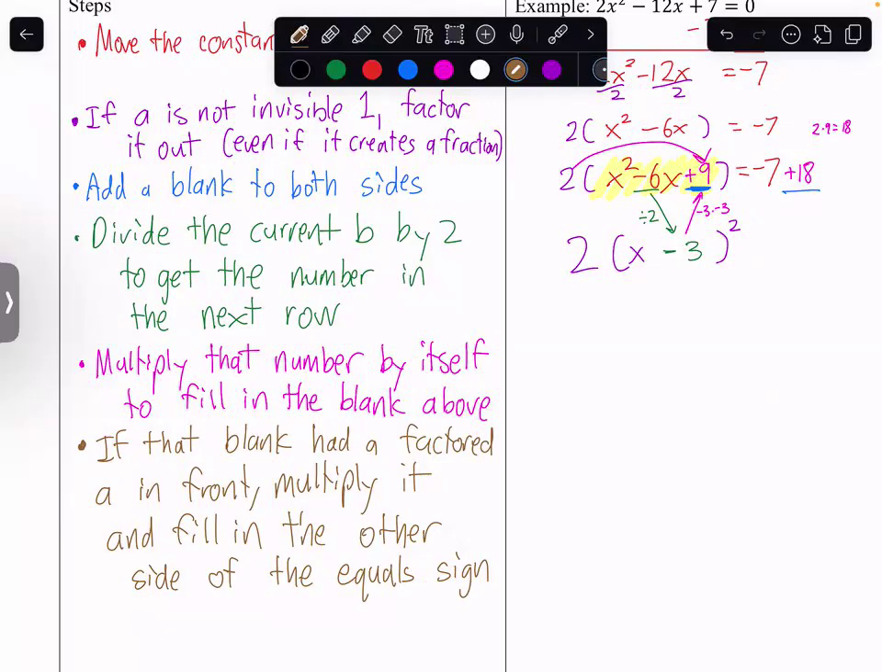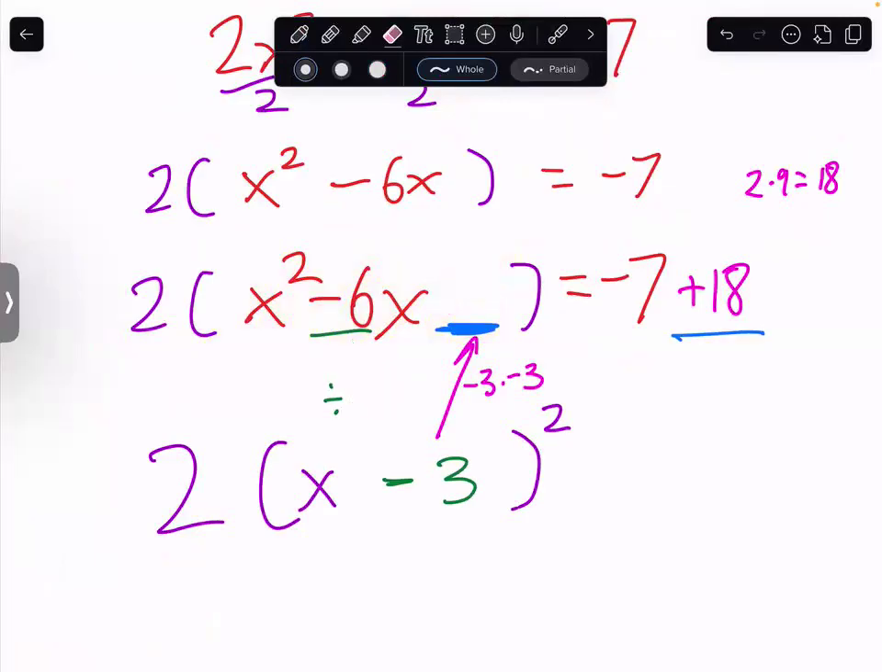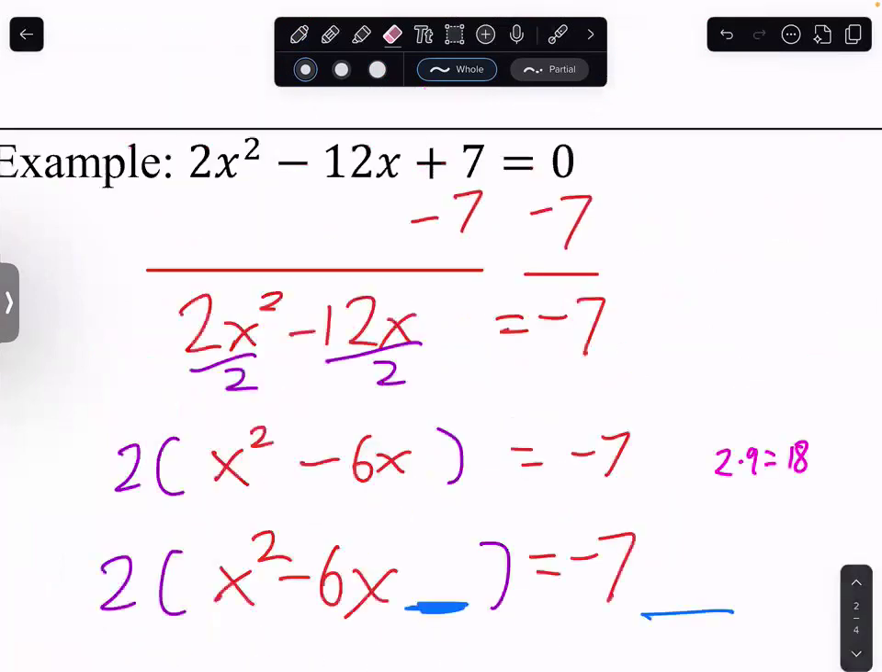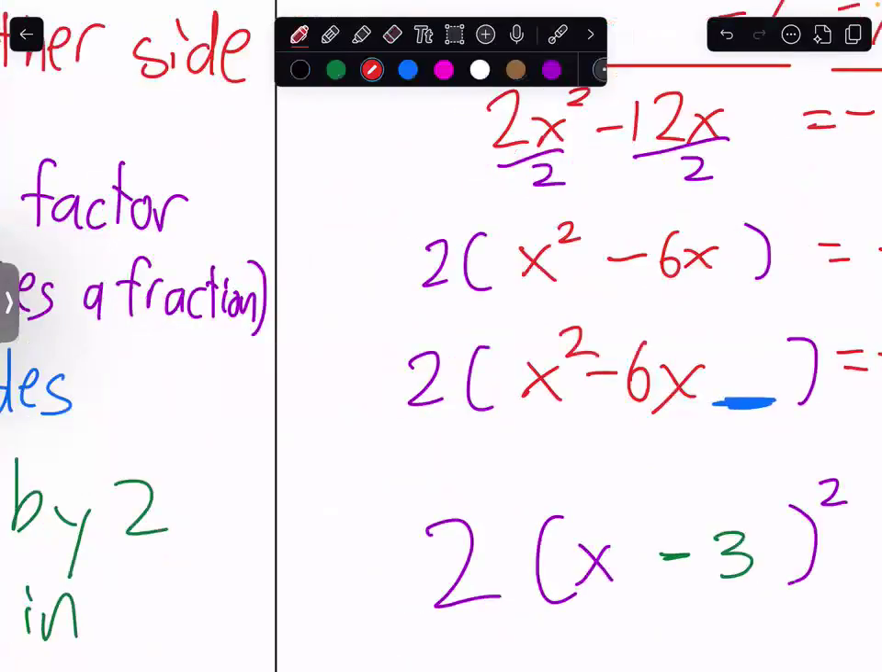Okay, so let me do the last couple steps again so that you can see it all flowing together rather than one step at a time. We started with this, right? We had two blanks, one on each side. First we focused on the left side only. We ignored the right side. We said, okay, we take the -6 divided by 2 to get -3. Then you take that -3 times itself to get +9.